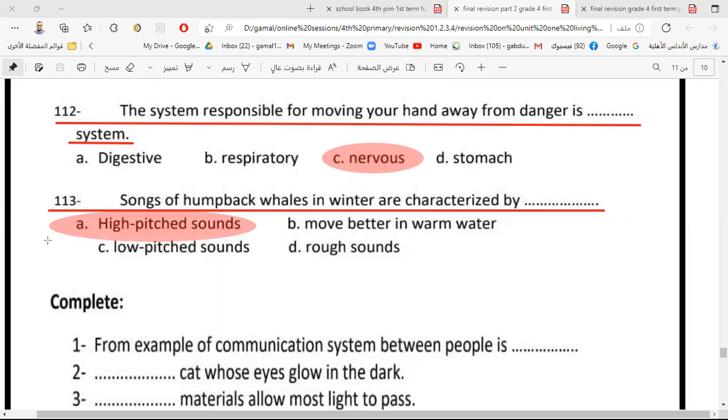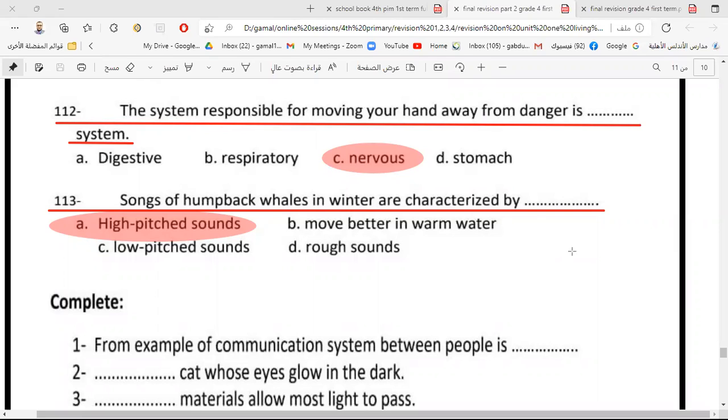The songs of the humpback whale in winter and in summer. Can you tell me more about it, Ahmed? What is the difference between winter songs and summer songs? Again, I will open your mic. Ahmed, you listen. Your answer is not finished, Ahmed. Now you can continue. Yes. Now tell me about the difference between the summer songs and the winter songs of the humpback whale.